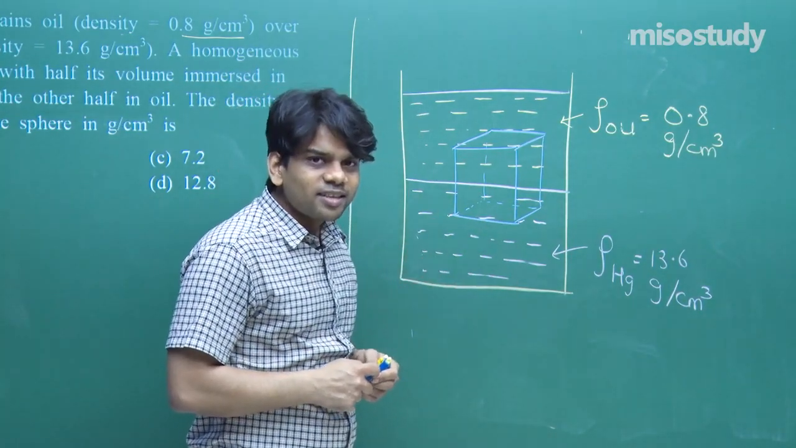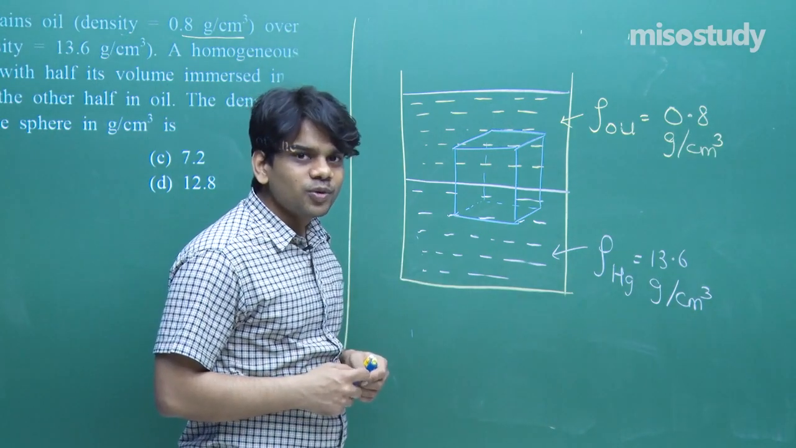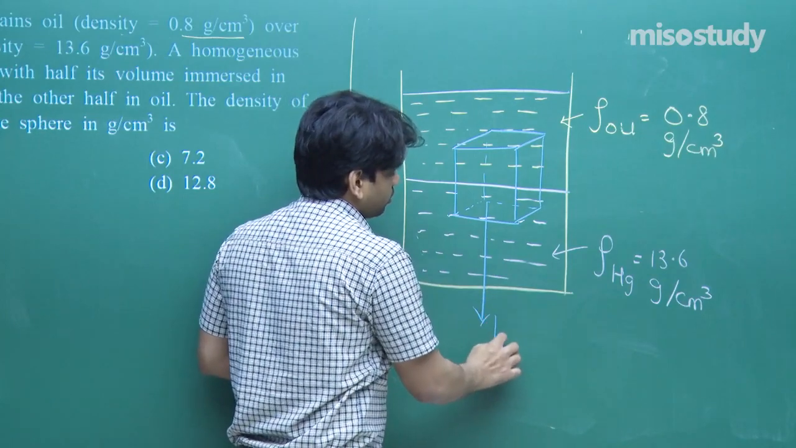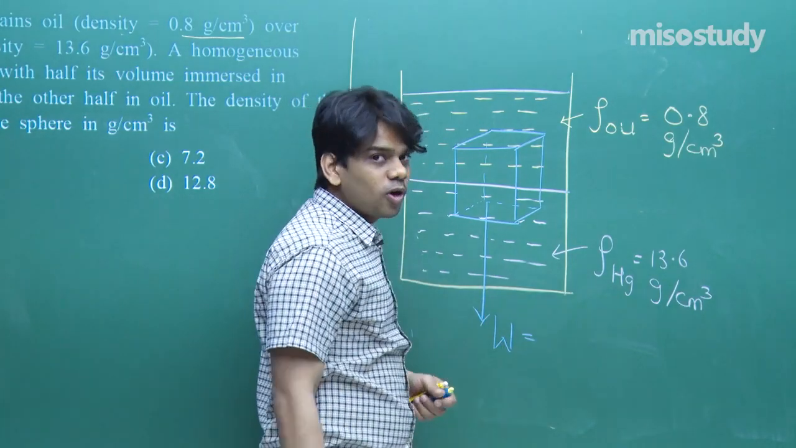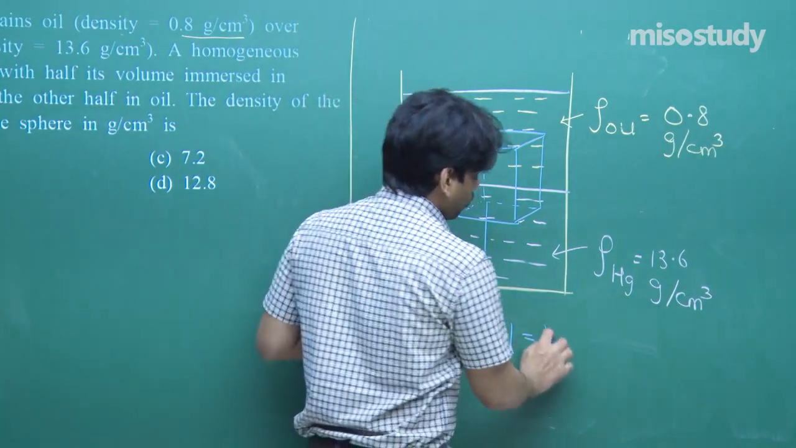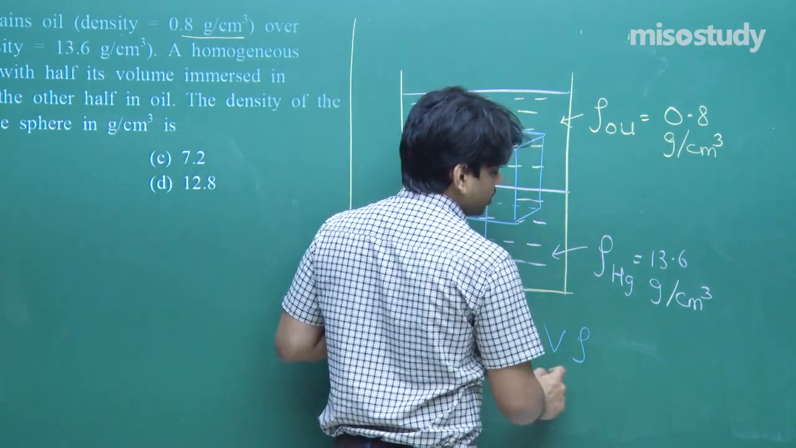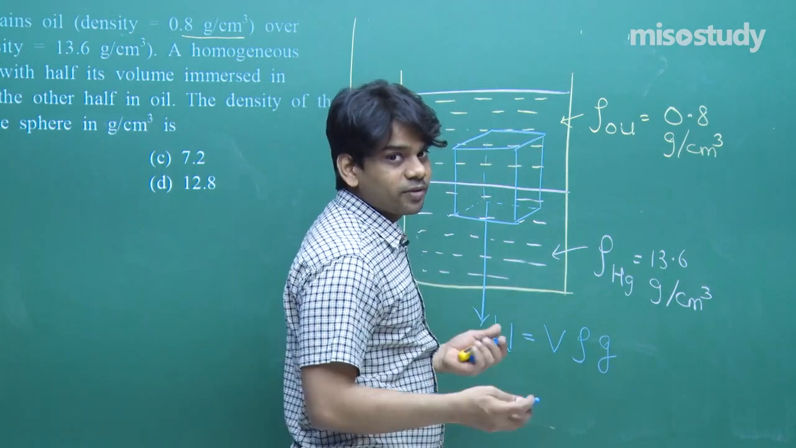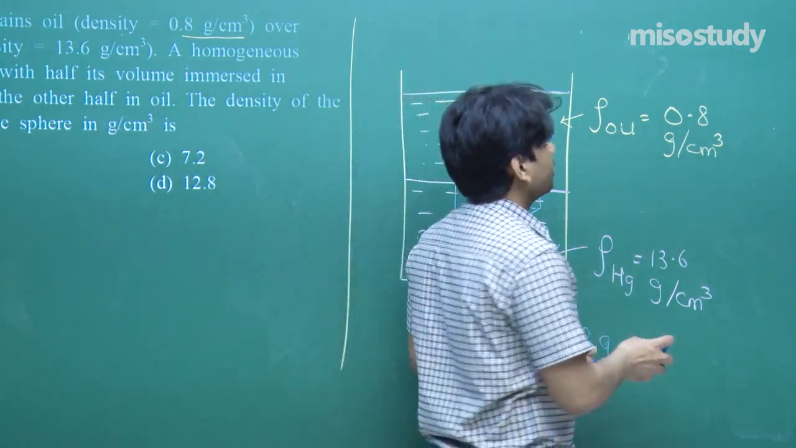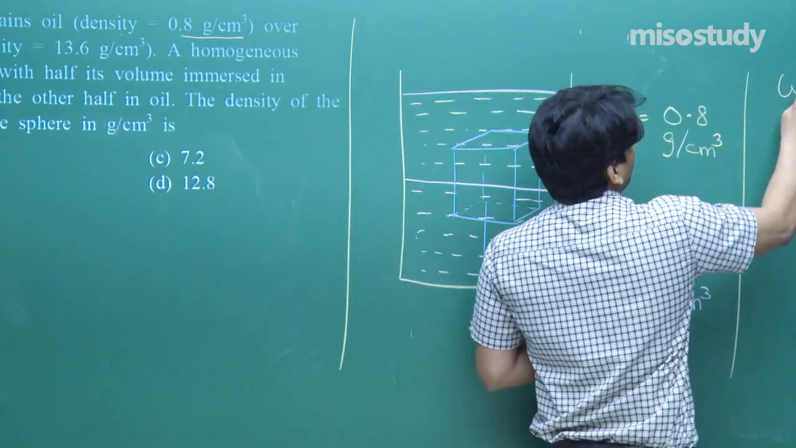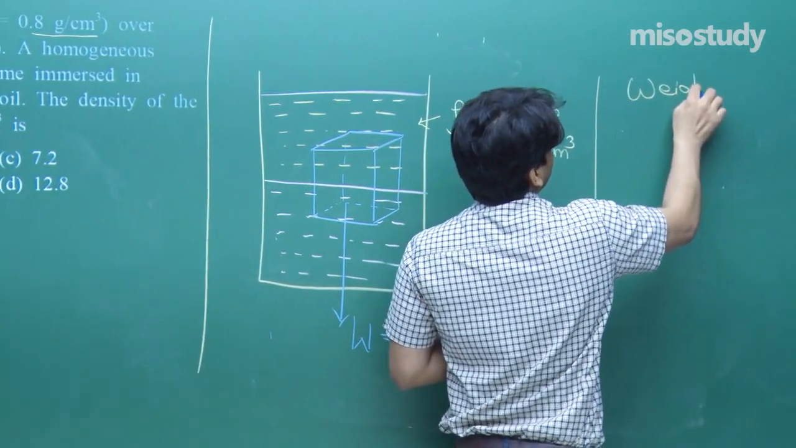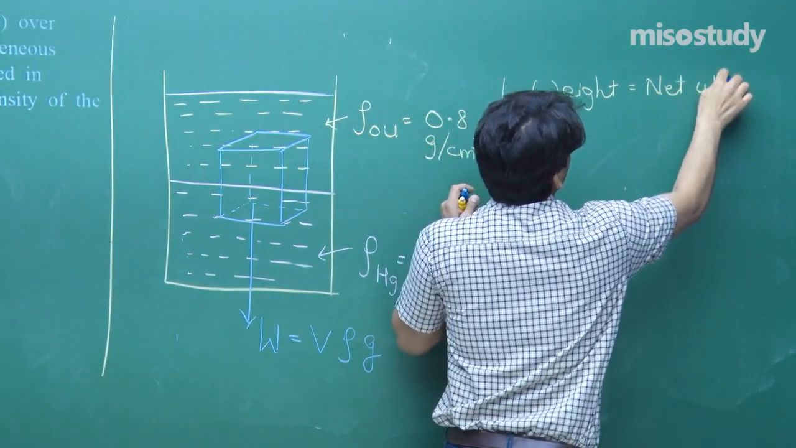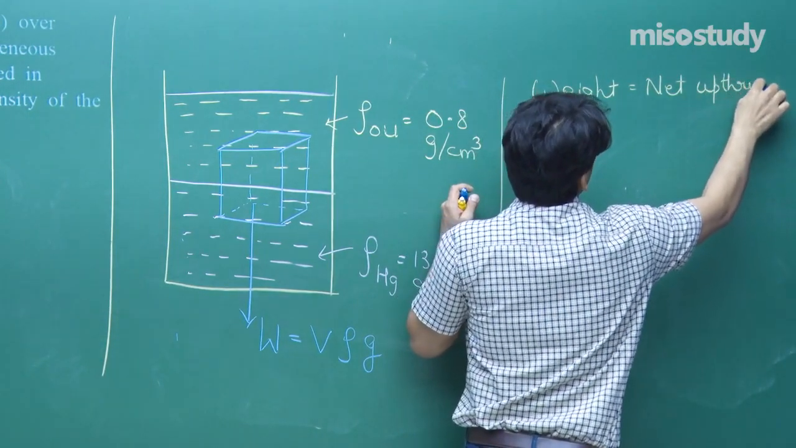We can say that the net upthrust will be equal to the net downward weight acting on the body. Its weight will be equal to volume into density into gravity. So volume into the density of the substance, let's take it as rho, into gravity. Volume and density will give you mass, into gravity that will give you the weight. So weight will be equal to net upthrust.